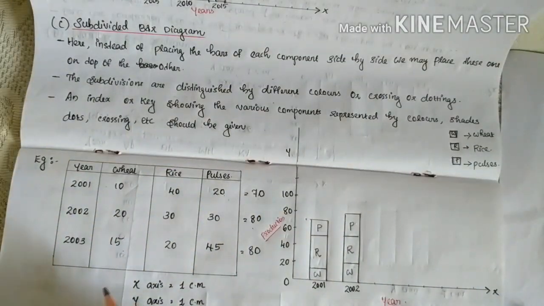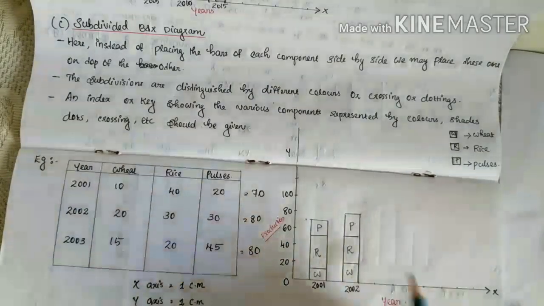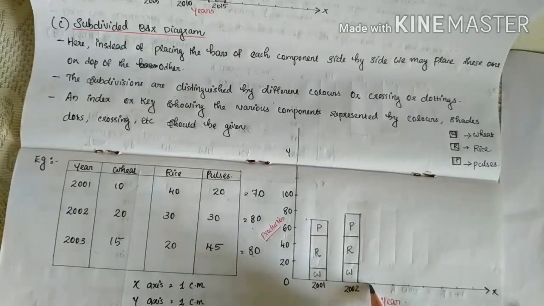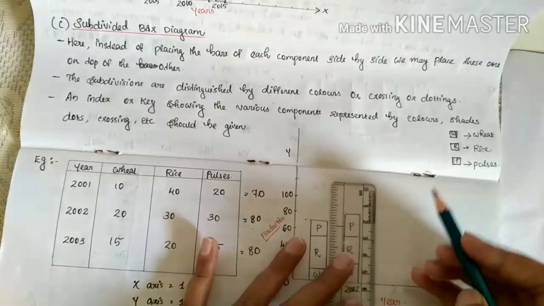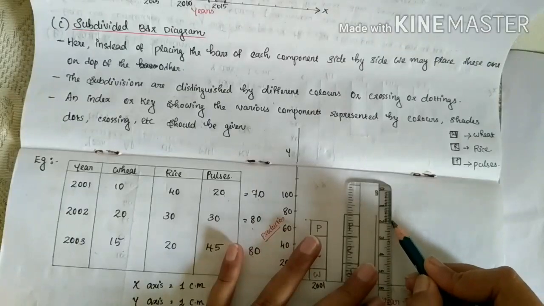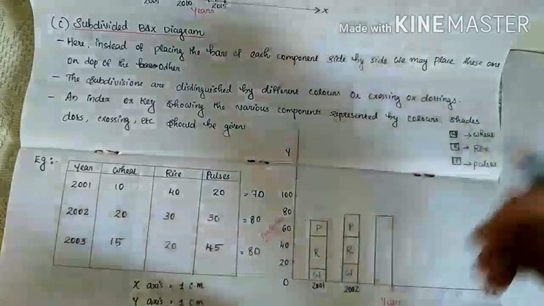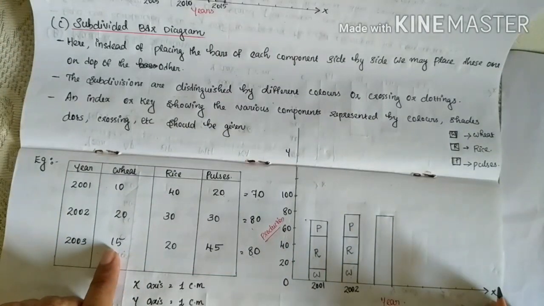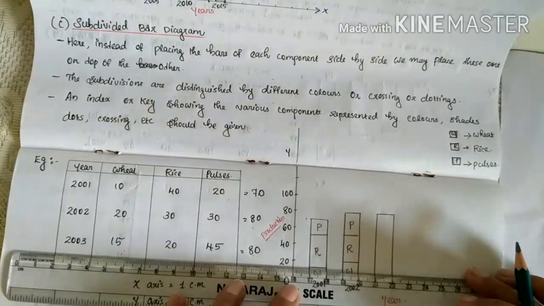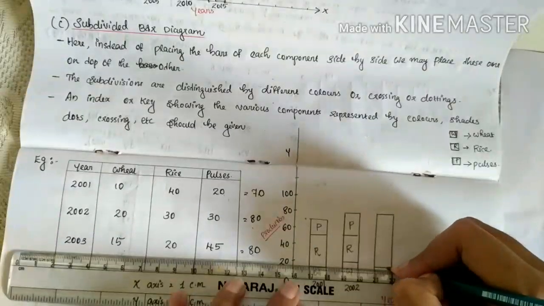So we are moving on to the next year, 2003. The total production is 80. First provide a 1 centimeter gap before drawing the next bar. So the total production is 80, and we mark the total length of the bar as 80. The next one: the amount of production of wheat is 50. So we mark the amount of wheat almost here.